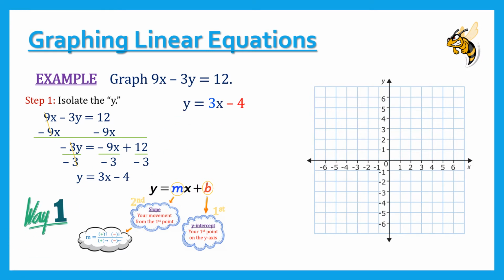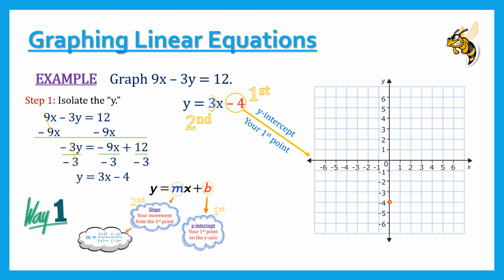Now that we have it in slope-intercept form, we can first locate the y-intercept, which is negative 4. And that negative 4 needs to go straight to the y-axis. Secondly, we need to locate the slope. And in this case, the slope is 3. But remember, slope is rise over run, and every integer written as a fraction is over 1.